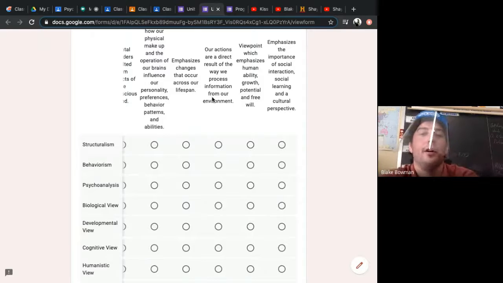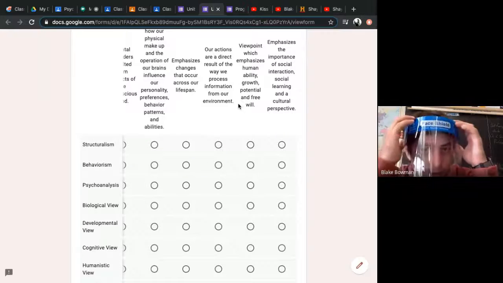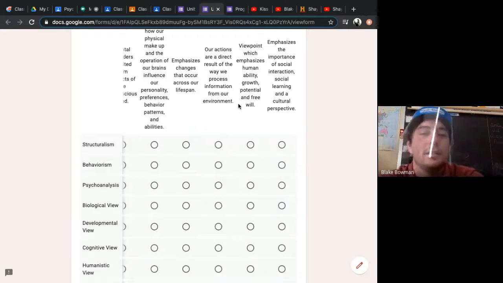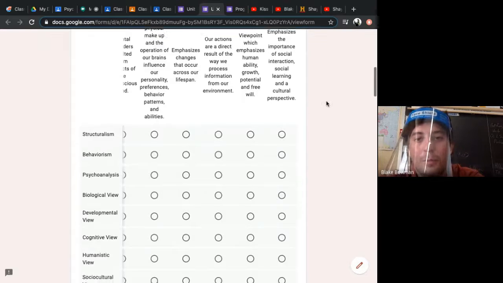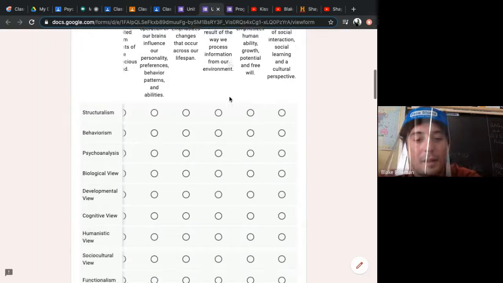Emphasizes changes that occur across our lifespan. Gracie? Developmental view. Good job. Our actions are a direct result of the way we process information from our environment. TC? All right, yeah, cognitive view. Good job. Viewpoint, which emphasizes human ability, growth, potential, and free will. Katie? Humanistic. Yeah, good job. Humanistic. Emphasize the importance of social interaction, social learning, and cultural perspective. Nina? There you go. Sociocultural.